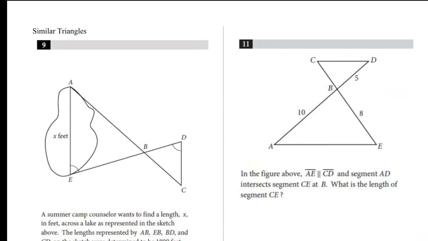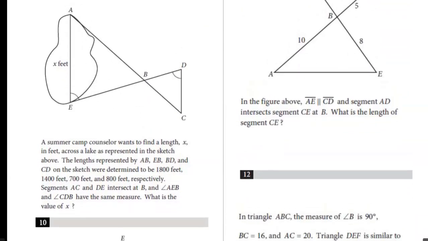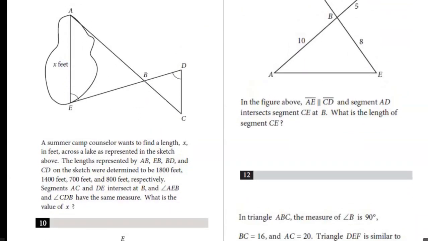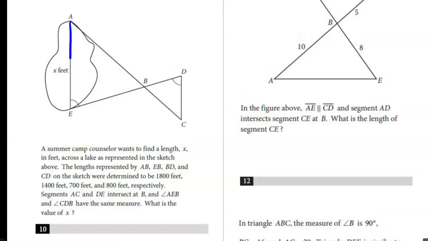All right, now we're getting into some similar triangle stuff here. So let's see what's going on with this one. A summer camp counselor wants to find a length x in feet. So x is the length of this side of the triangle right here. The lengths represented by AB, EB, BD, and CD on the sketch were determined to be, and then they give me the 4 numbers, and then they use the word respectively. All right, so whenever you see that word respectively, that means it goes in order.